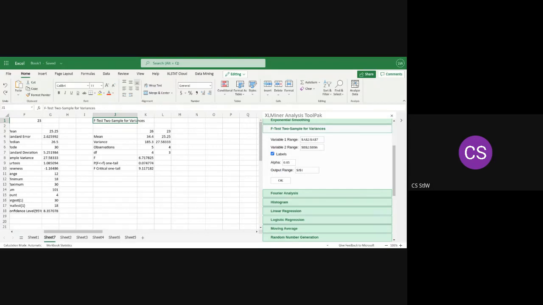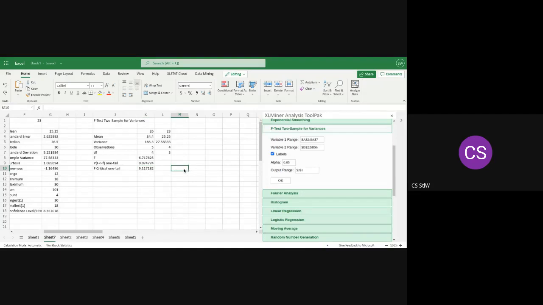We are now going to compare this F with the F critical one tail. When I compare that, I realize that F is less than F critical one tail, meaning I accept the hypothesis. If it was the other way around, if F is greater than this, I would have rejected the hypothesis.